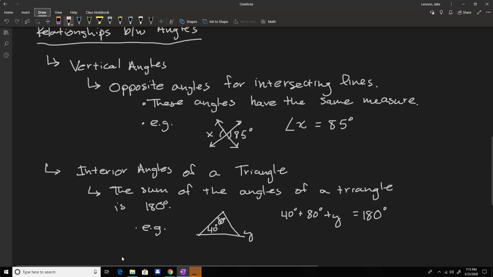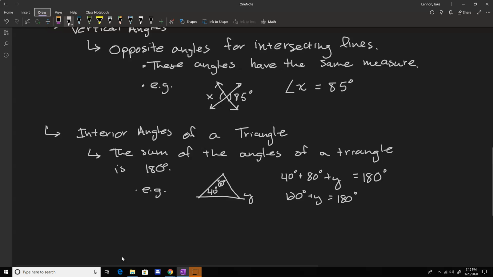So we get 120 degrees plus Y equals 180 degrees. And then we could subtract 120 from both sides and we get the value of Y. So Y is going to be 60 degrees. So that's how you would use the sum of the interior angles.